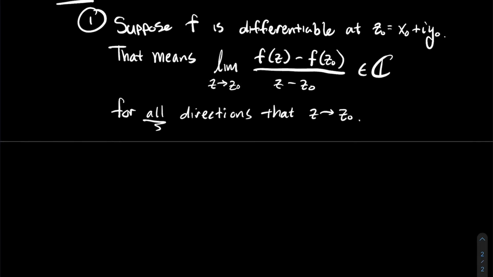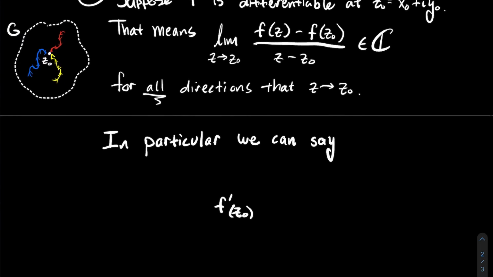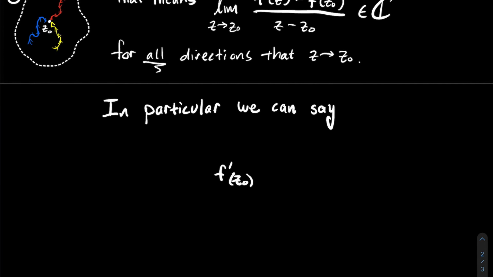And remember, for that limit as z approaches z0, you're in the complex plane, so there's tons of directions from which z could approach z0. So that means that this limit exists and is that specific complex number no matter how z approaches z0. And just to give you a little picture, I've drawn a domain G, and I'm saying it shouldn't matter if z follows the blue path to z0, the yellow path to z0, or the red path to z0. You have to get the same thing no matter how you get to z0. All right, so in particular, we're going to utilize that. I'm assuming that this limit exists no matter how I approach z0.